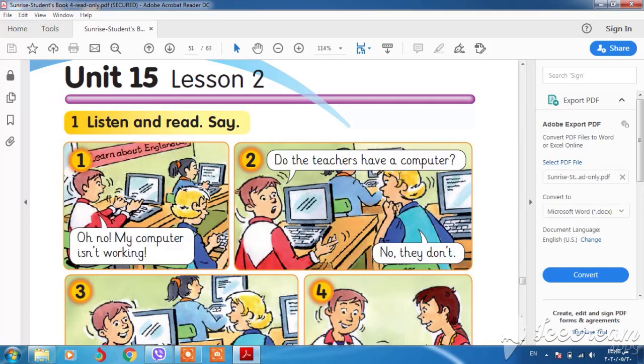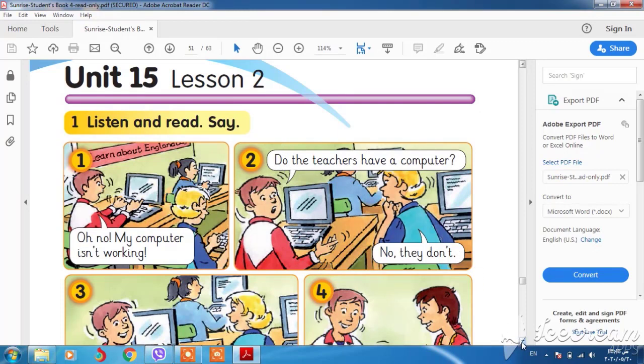Do the teachers have a computer? It's a question. We use do because we have the teachers, okay? We have more than one teacher. If we have I, we, you, they, we put do for the question.